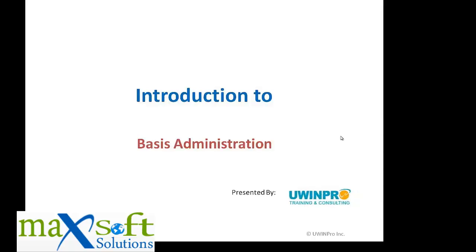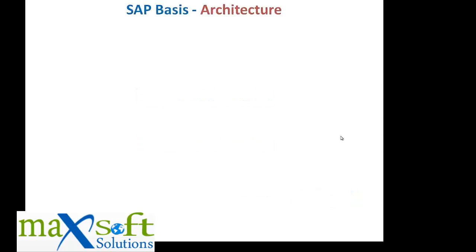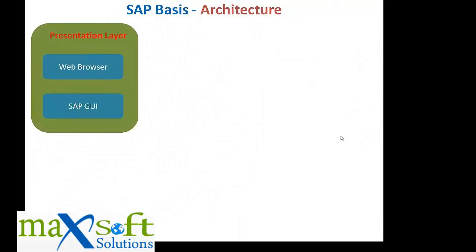First we will talk about the 3-tier architecture of SAP. If I have to log in to an SAP system, I log in from the presentation layer using a web browser or SAP GUI. If I use a web browser, I have to give the public IP address or the domain name of the server, and then the appropriate port number.